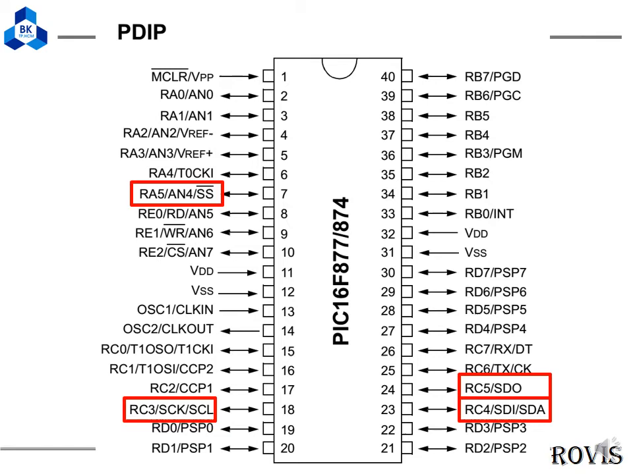And in our PIC, the lines are at pin numbers 22, 24, 23, 18, and pin 7. Pin 7 is port A, and the remaining are port C.